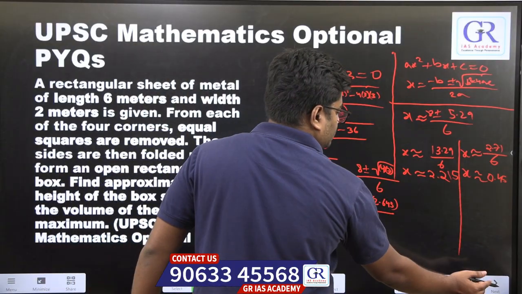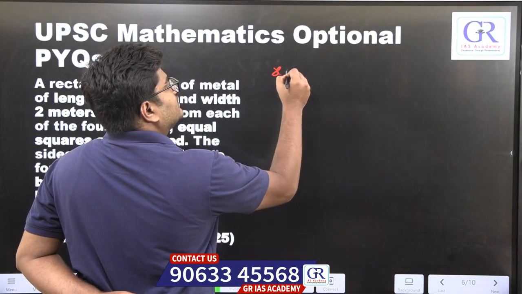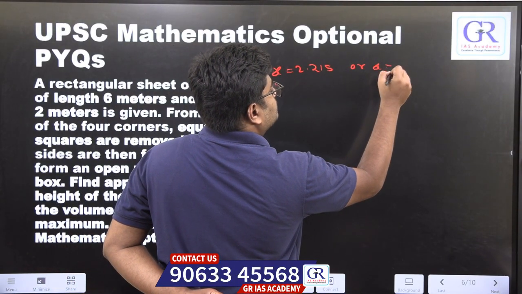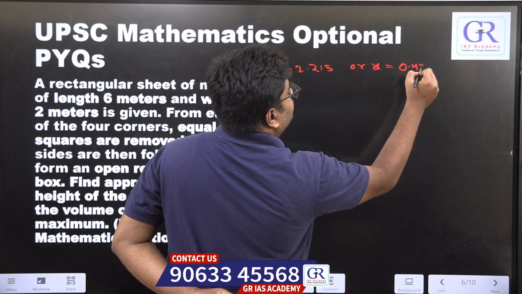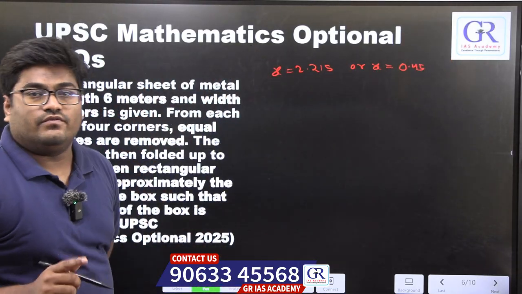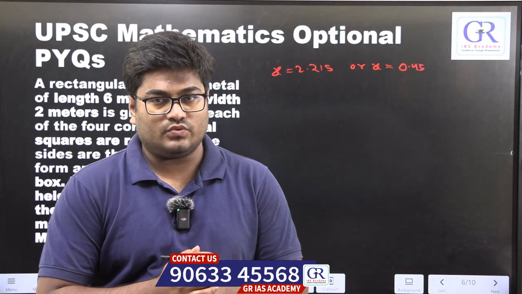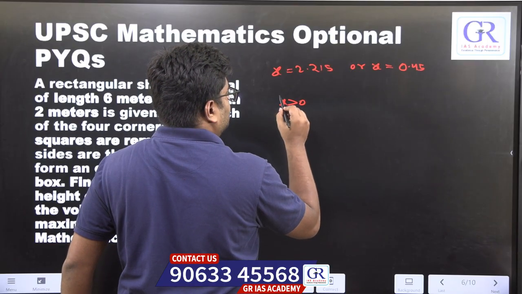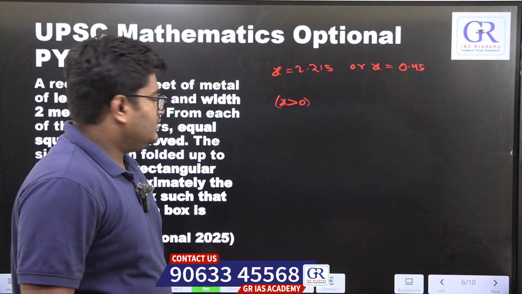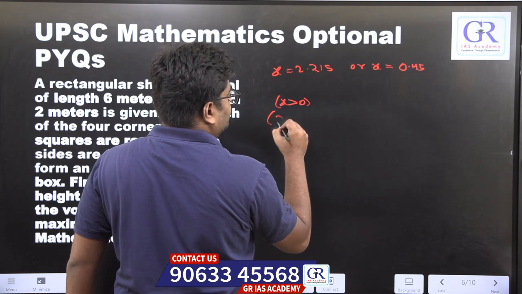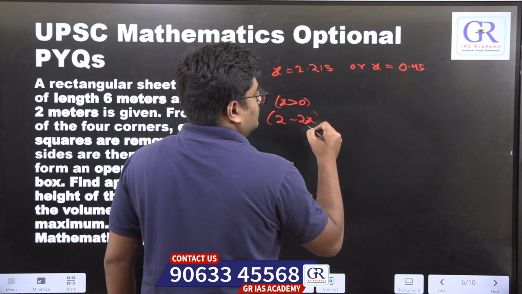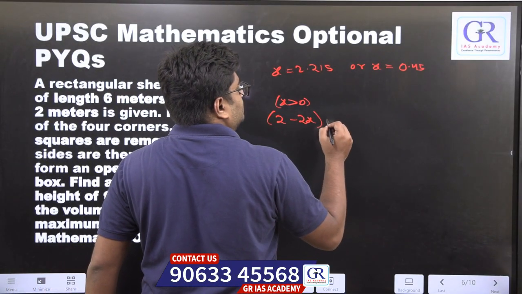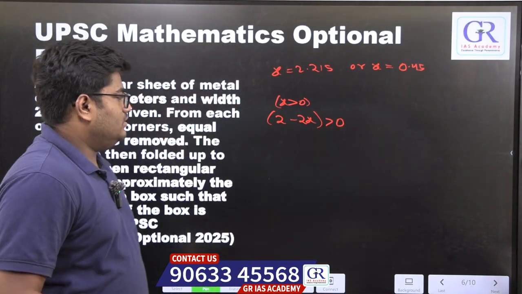We have two values. So what are the values? x is equal to 2.215 or x equals 0.45. So here what is x? x is a side of the square, so x should always be greater than or equal to 0. And the width of the box should also be greater than 0 because it's a side.